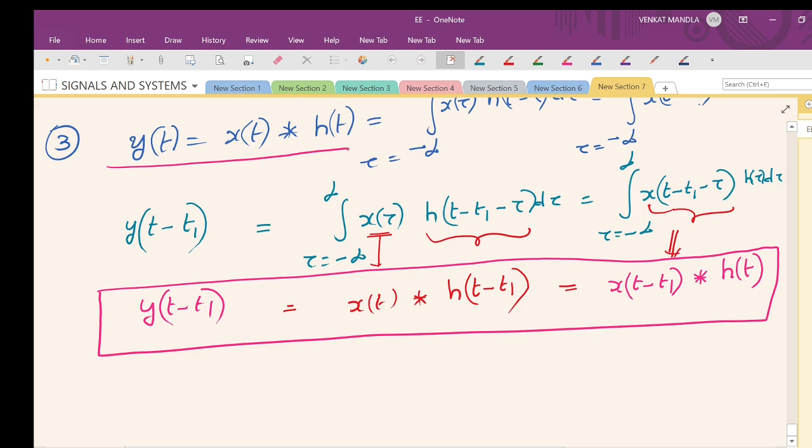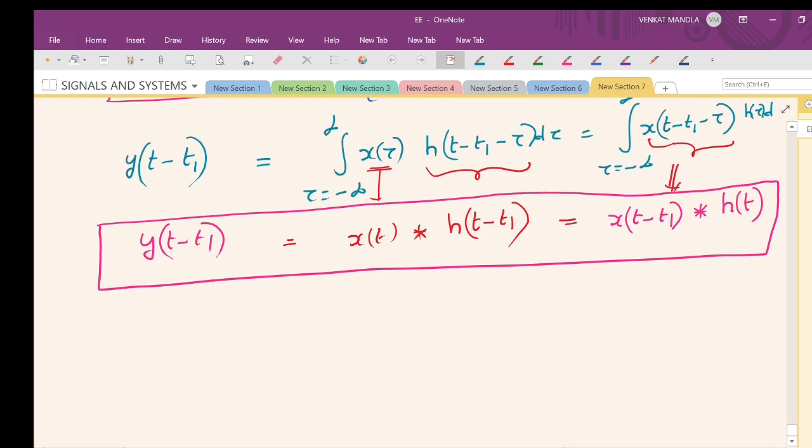If y(t) = x(t) convolution with h(t), then y(t − t1) equals, you can delay in any one of the signals, x(t − t1) or h(t − t1). You can't do this delay in both the signals.